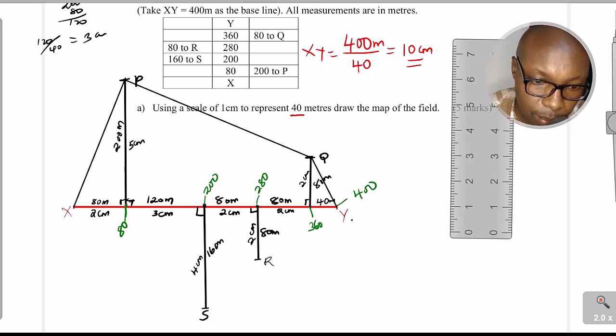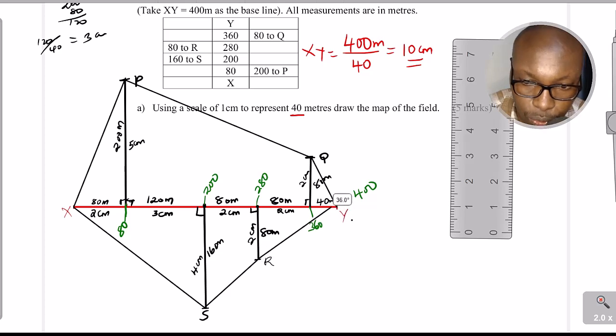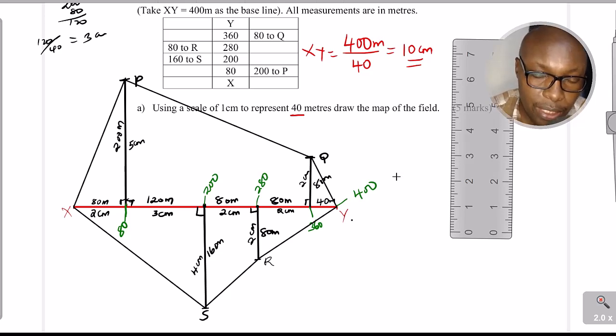Then on the bottom of that line, again, you have to join using a straight line. So from X to S, like that. Then from S to R, and then from R to Y. So there we have the complete diagram with all the measurements indicated. Now we're done with that part. That is how you're supposed to represent that information.